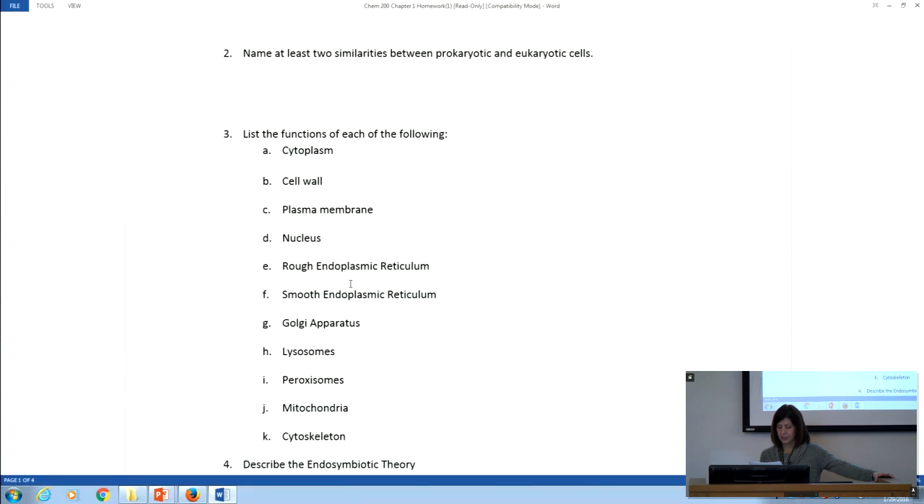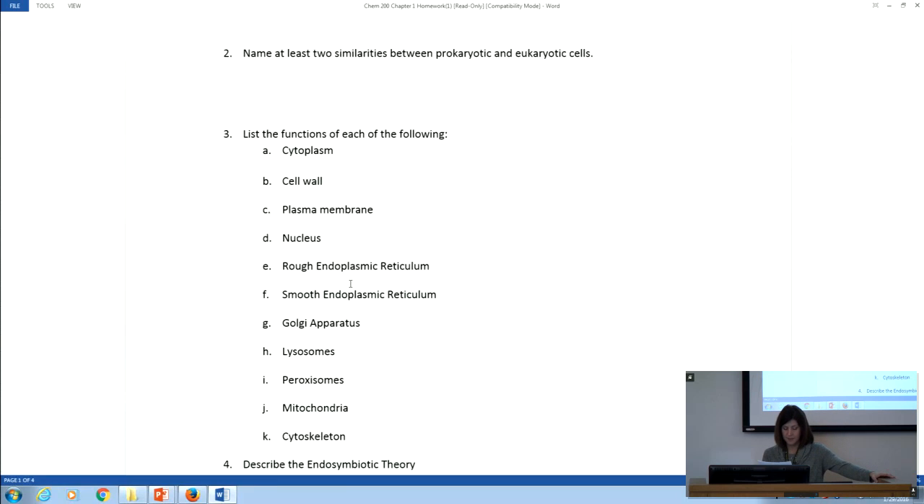The Golgi, I hear that it's packaging and distribution. Lysosomes have enzymes, digestion. Same thing as peroxisomes. In plants, they're photorespiration. Mitochondria, energy production, or aerobic respiration. And our cytoskeleton, cell shape, movement, supporting network of fibers. One video I saw showed it as like zip lines throughout the cell.